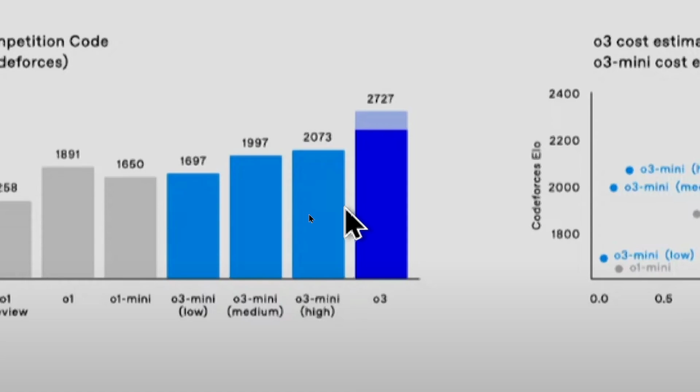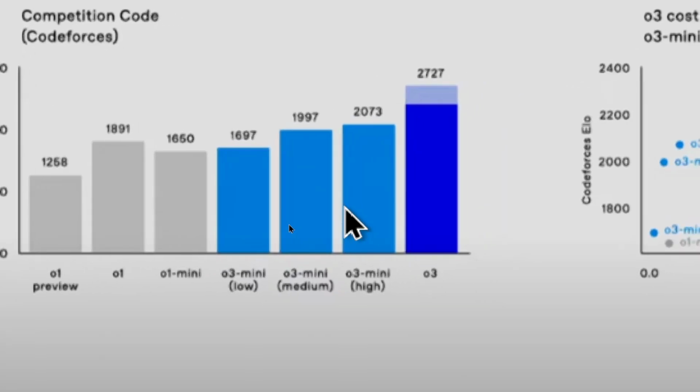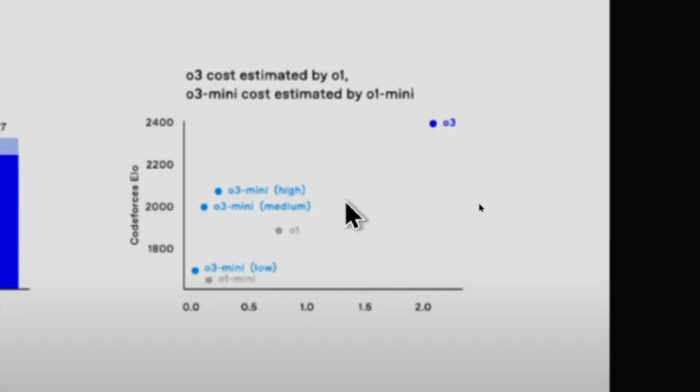The key here to understand is the cost difference. Scoring this high on the competition code test for 10 to 30 times less the cost, it's going to be acceptable for most use cases. The other graph is just cost efficiency, proving that original point.